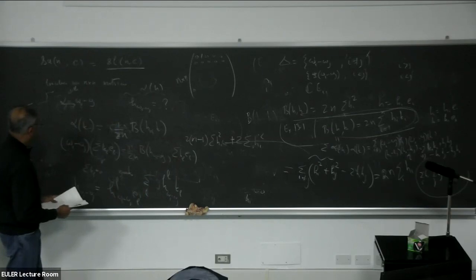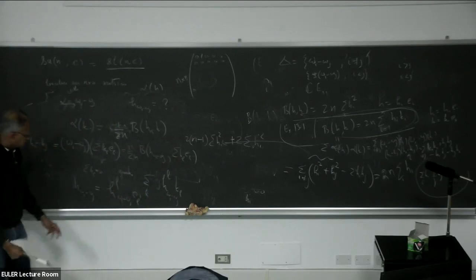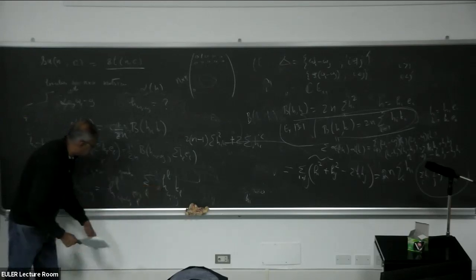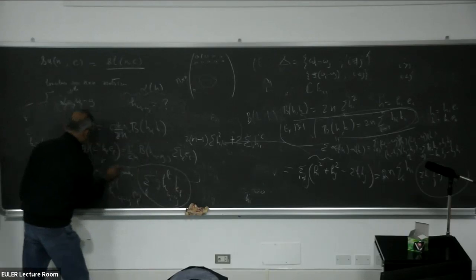But on the other hand, I know what it is. Omega_I minus omega_j acting on that is simply K_I minus K_J. So this sum is equal to that. This guy is equal to that.